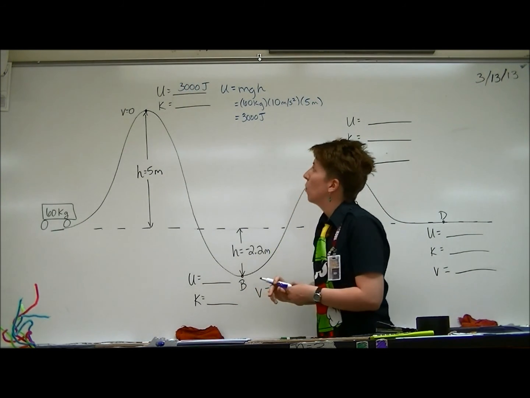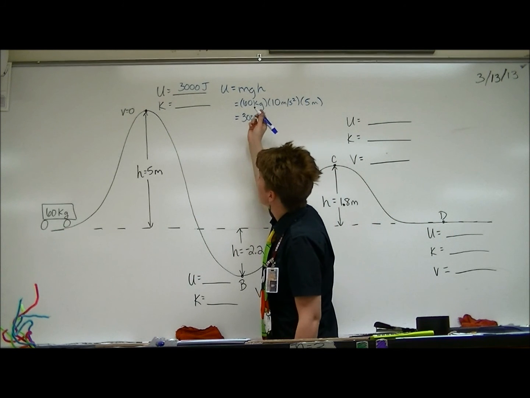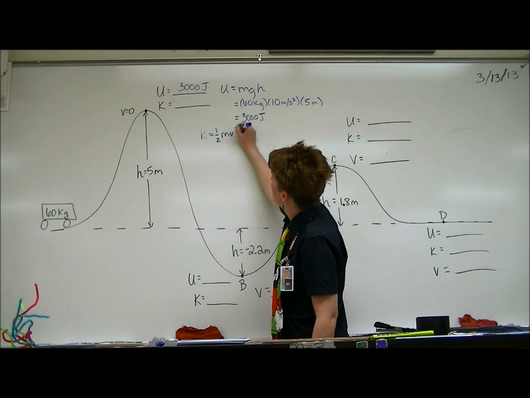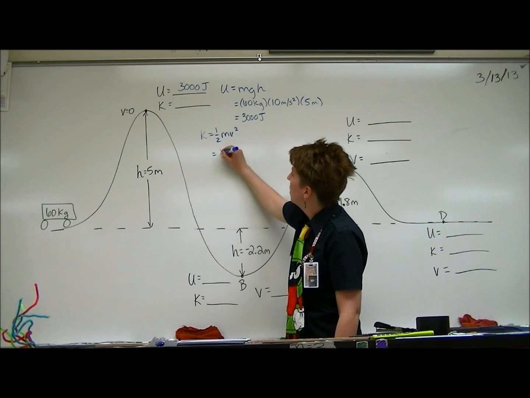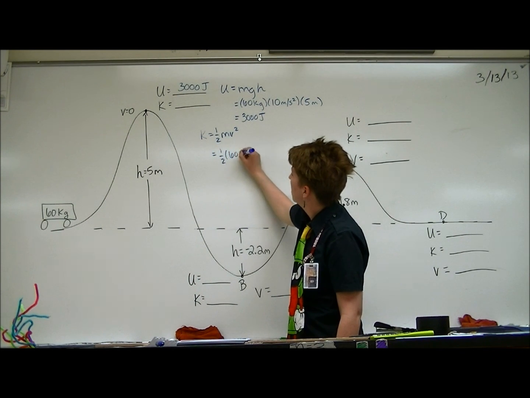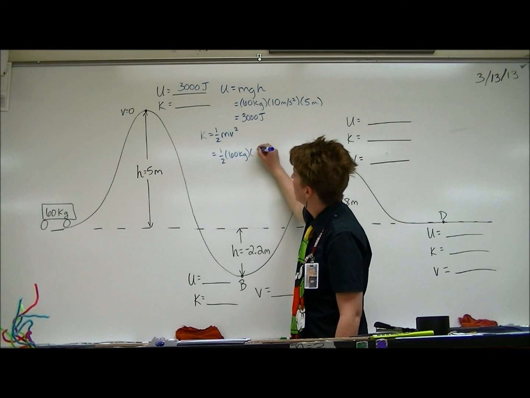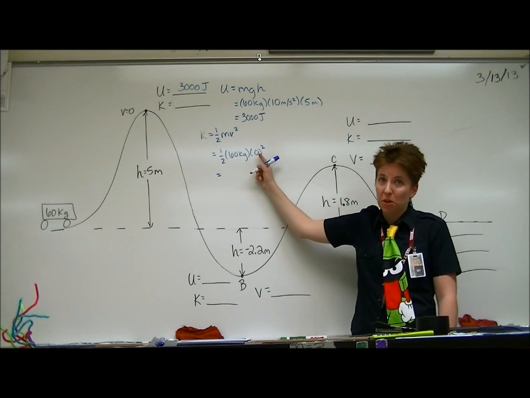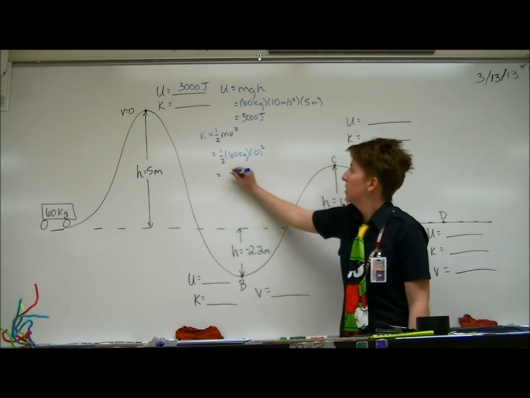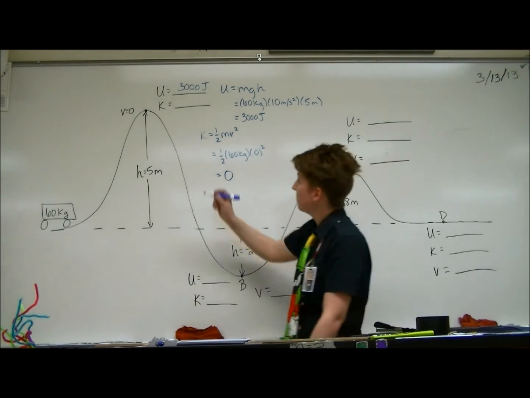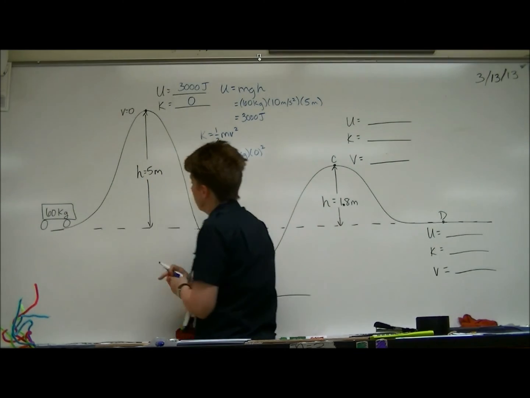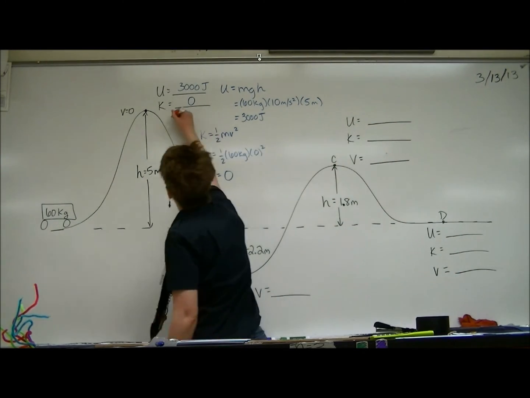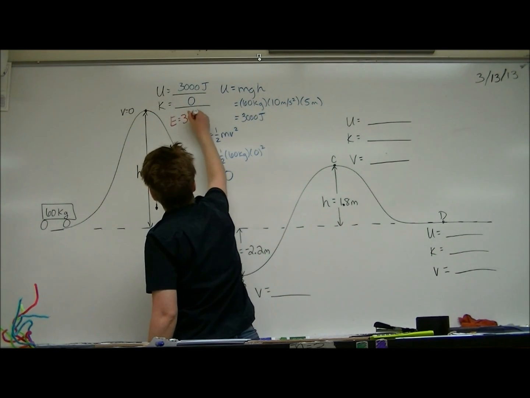Okay? For kinetic energy, we need the equation for kinetic energy, which is 1/2 mv squared. Plug in all the numbers. And well, 0 squared is 0, and anything times 0 is 0, so the kinetic energy is 0. That means that the total energy of this roller coaster car is 3,000 joules.